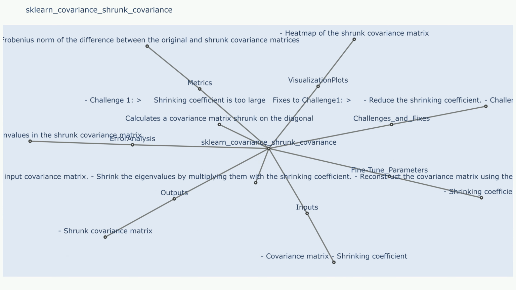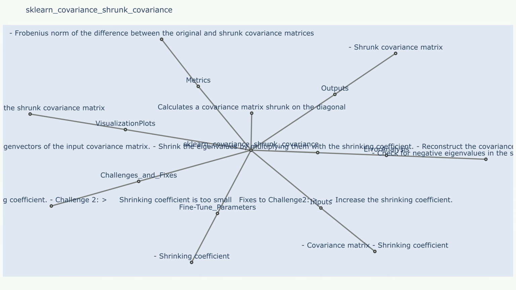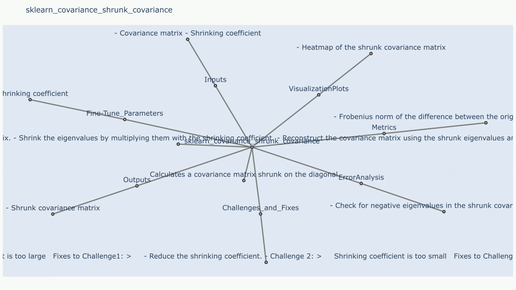identity matrix. Inputs: X, a NumPy array or pandas data frame containing the data to be used in calculating the covariance matrix. Each row represents a sample, and each column represents a feature. Shrinkage: a float between 0 and 1 indicating the degree of shrinkage to apply. A value of 0 corresponds to no shrinkage, the original sample covariance, while a value of 1 corresponds to complete shrinkage, the identity matrix. Outputs: shrunk_cov, a NumPy array representing the shrunk covariance matrix.